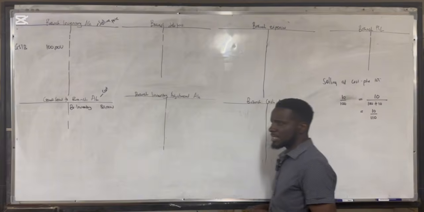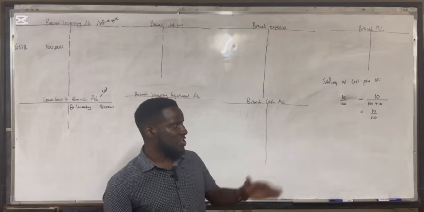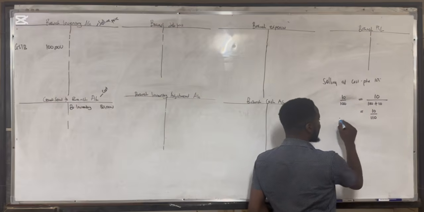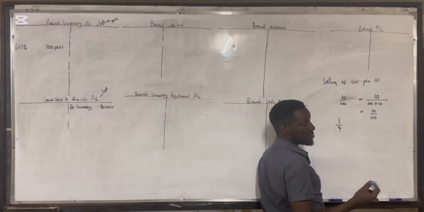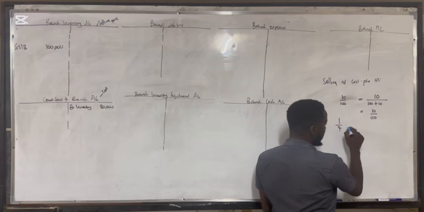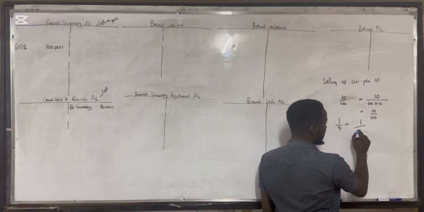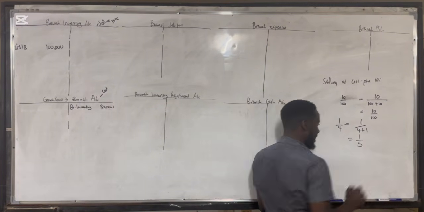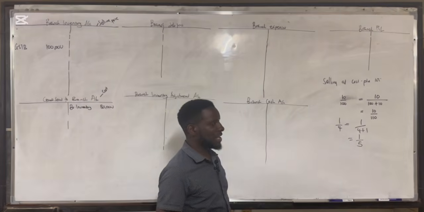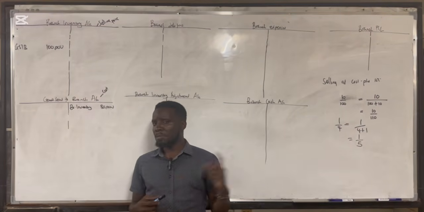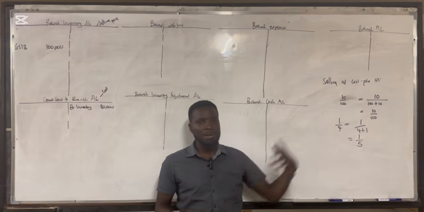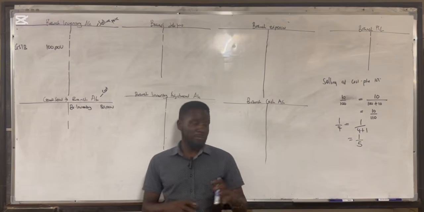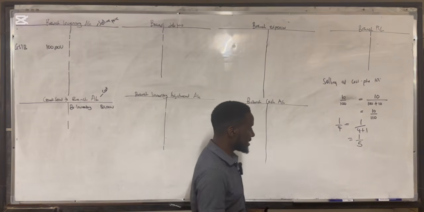This is one of the quickest ways you can change from margin to markup. So if they give you 1 out of 4 and tell you to change from margin to markup, you just have 1 out of 4 plus 1. Therefore, our markup will be 1 out of 5. This is one of the easiest ways of changing from margin to markup. I have a video concerning change from margin to markup. You can look it up and get more information about margins and markup.